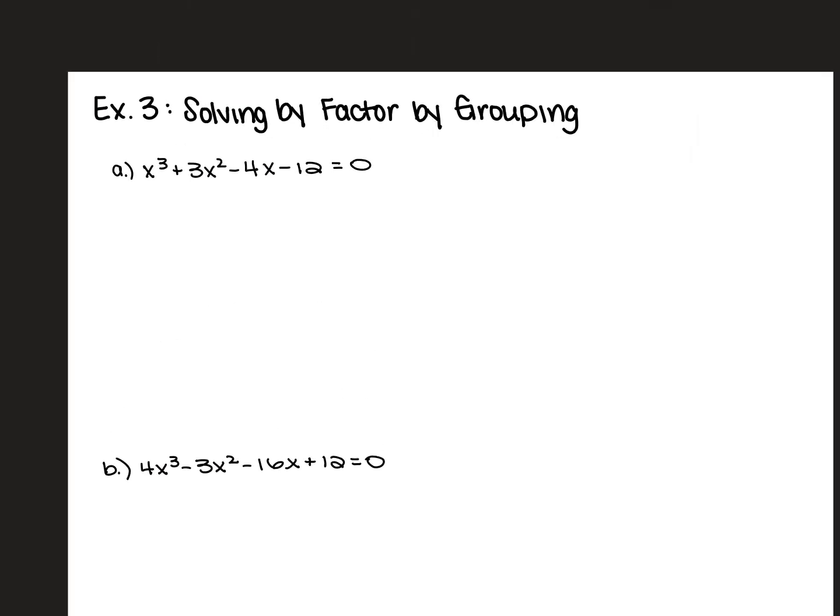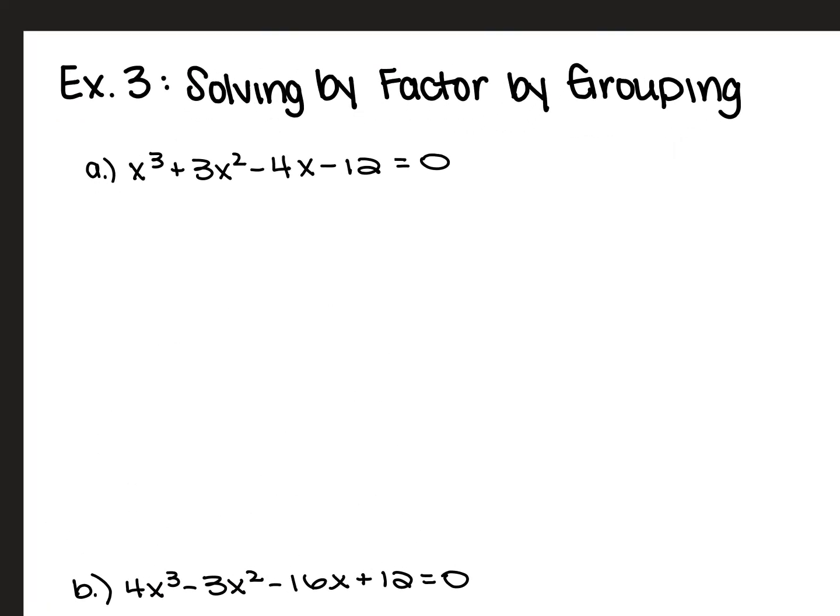For our next examples, we're just solving by factoring, by grouping. So with these, you have 4 terms on the same side of that equal sign, and none of those 4 terms are like terms. So you're going to use your grouping or factoring by grouping in order to solve these.